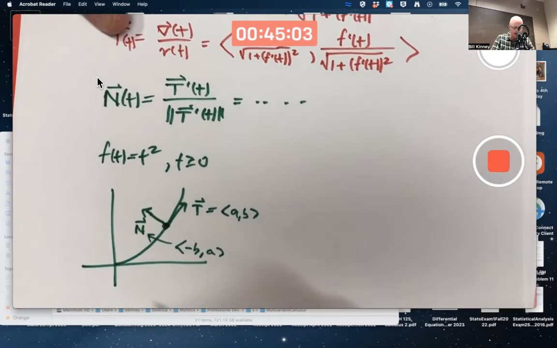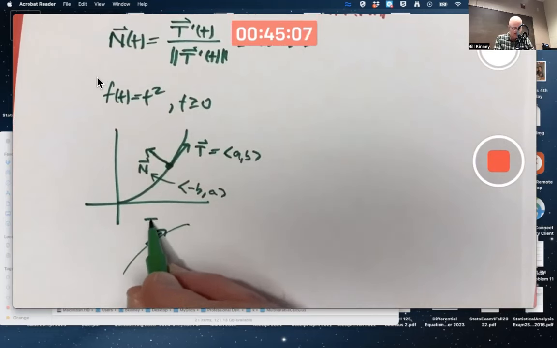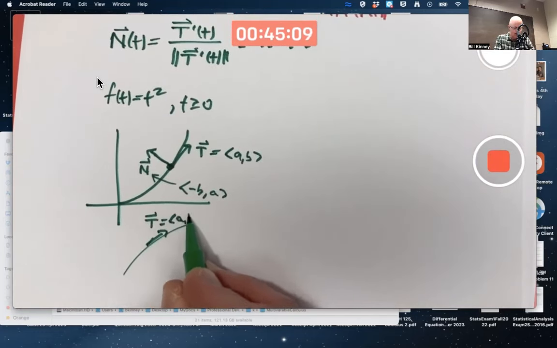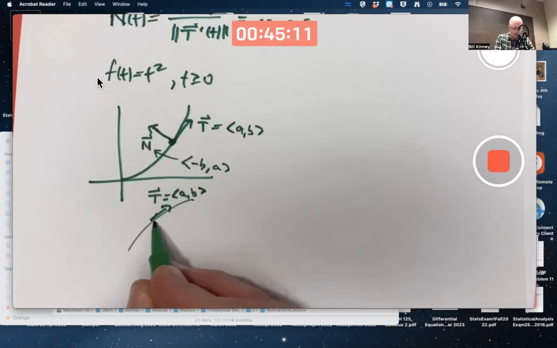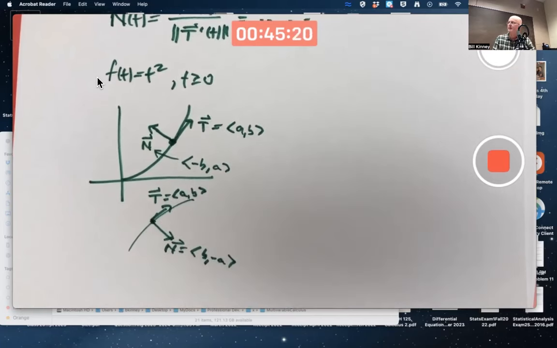If the curve was curving the other way, and this had components a, b, then the unit normal vector is going to point this way, and its components would be b, negative a. You swap the components and put the negative sign in front of the appropriate one for two-dimensional problems.